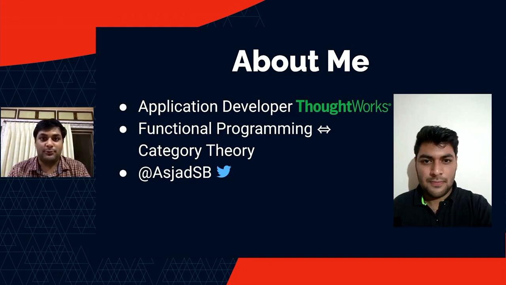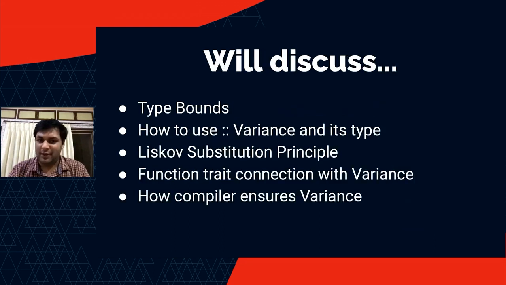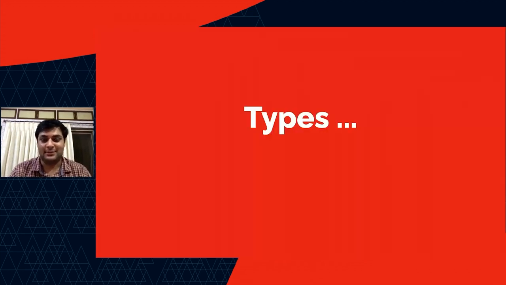So what will we discuss in this particular talk? Type bounds and how we use them in variance, then variance and its types, the Liskov substitution principle, furthermore the function trait and how it is related to variance, and how the Scala compiler has certain checks in order to ensure variance. Alright, let's move further with types and type bounds.